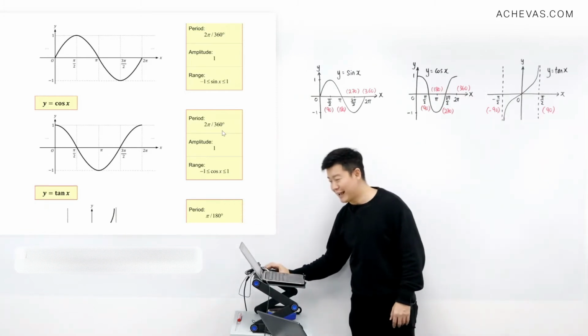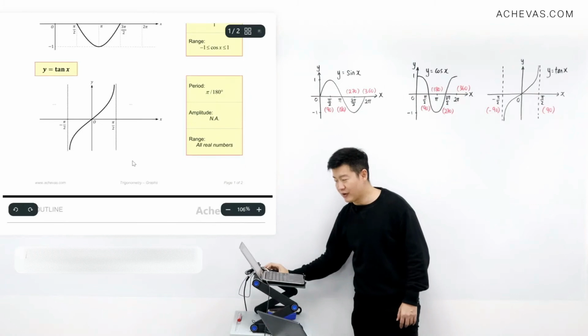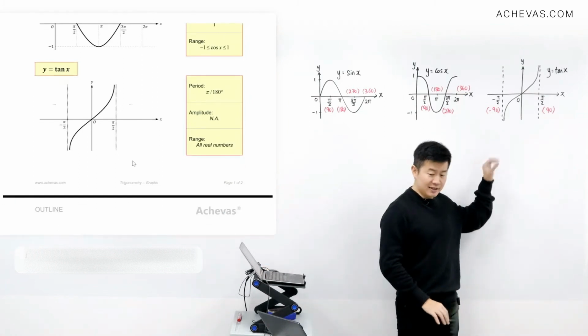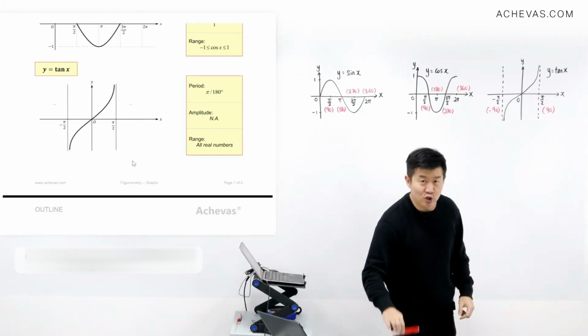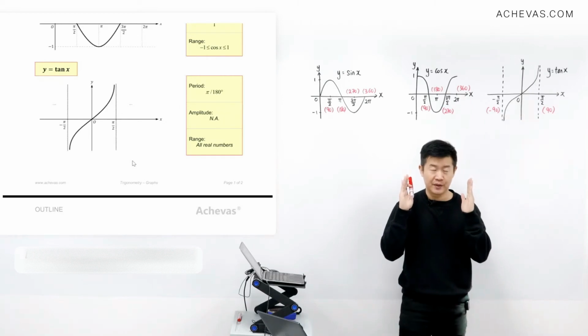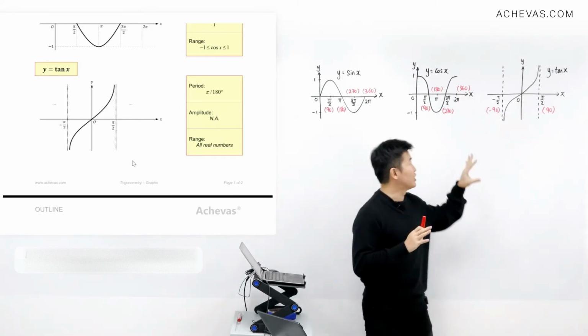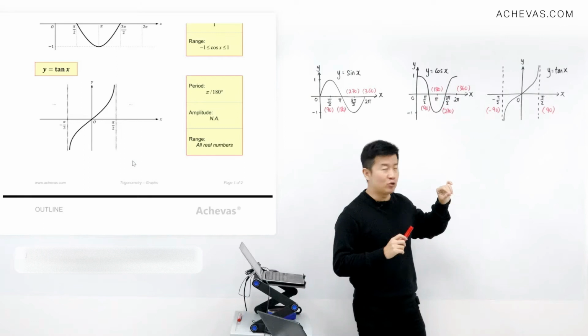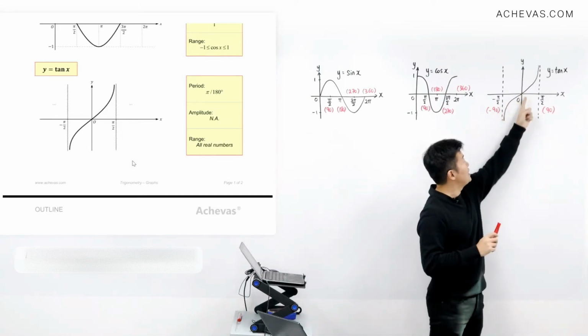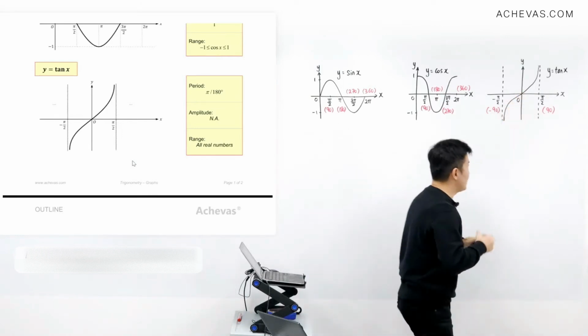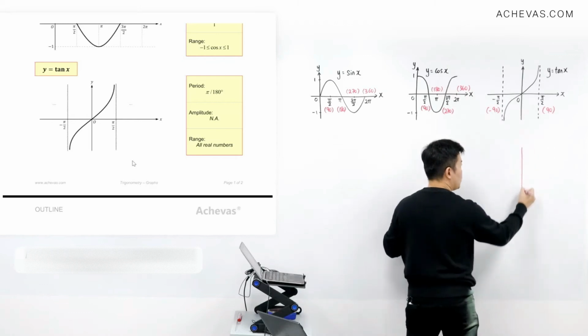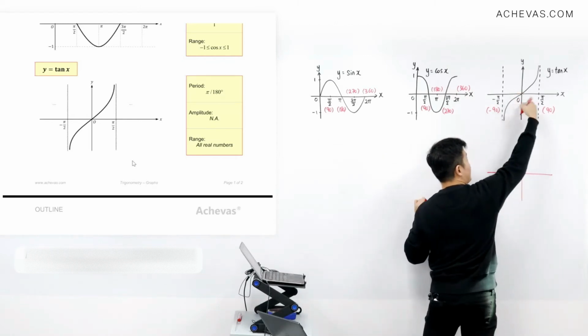Now let's take a look at the tangent graph. The tangent graph has a shape that is like this, and it actually has 2 vertical asymptotes. But there are some students who, when they try to replicate this, tend to draw it wrongly, especially here. So I just want to make a point about how we should be sketching this part of the graph.